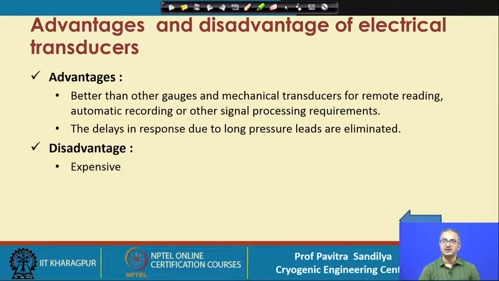We have to go for the electrical transducer, because with them only we can capture the data, and also whatever control actions or automations have to be done, we can transmit those signals from the electrical transducer to our control room, which is not possible for the mechanical transducer. And the delay in the response is almost eliminated, because it is an electric signal. So the response time is very small. So these are the advantages of the electrical pressure transducer. However, the disadvantage is that basically they are quite expensive.